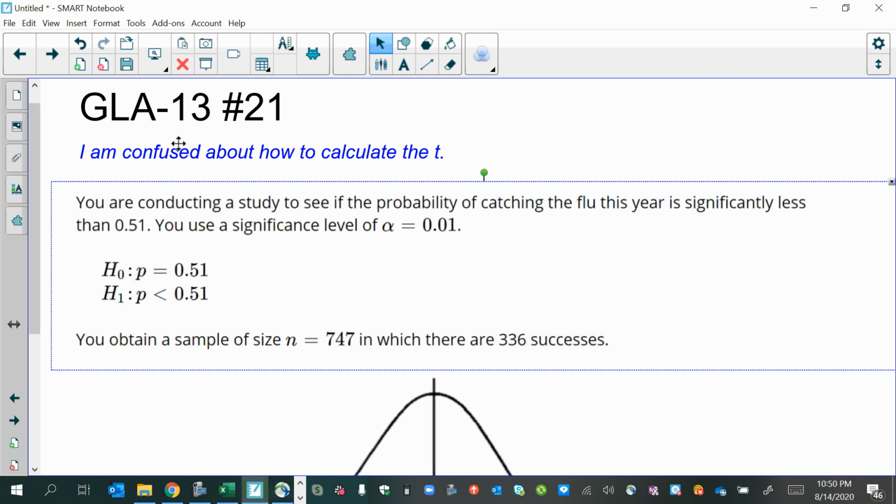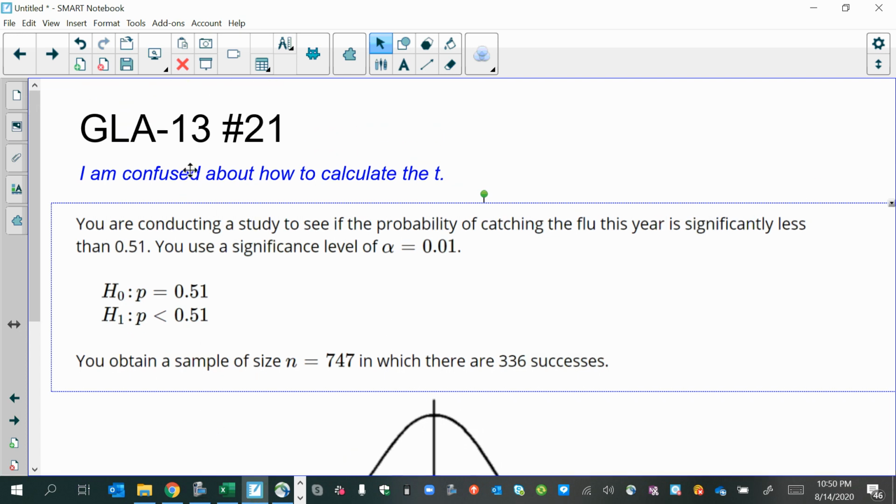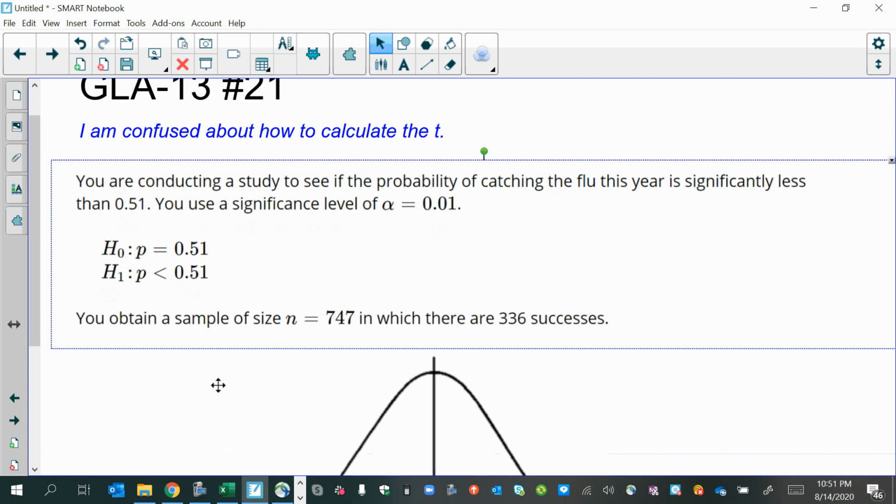All right, so this question, the student said, I am confused about how to calculate the t. Now, I'm not exactly sure if he meant the test statistic because for certain problems we do have a t distribution where the critical value would be a t-score and the test statistic would be a t-score. But I'm going to assume that he meant calculate the test statistic, which actually in this case would be a z-score.